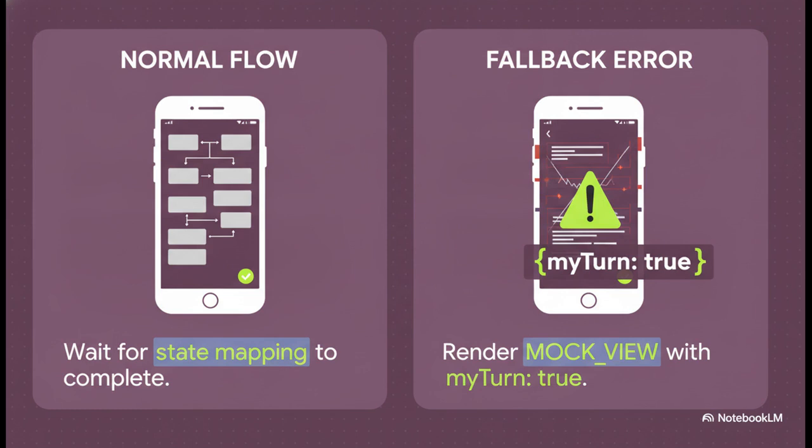But sometimes, a snapshot arrives that the app just can't map. Maybe the round is transitioning, maybe players are swapping seats, or maybe a hand is just empty. When that unmappable state hit, the app panicked and fell back to rendering the mock view. And guess what? That mock view was hard-coded with myTurn true because of course it was. That's exactly what you need when you're building a screen locally. But in production, that fallback didn't just look weird. It essentially handed the user the master keys to the casino right in the middle of a hand.